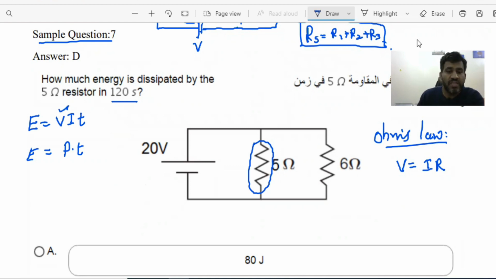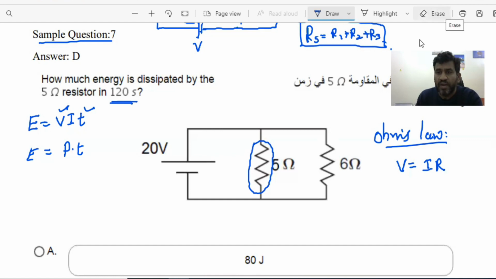I know the voltage, it's 20 volts. I know the time they have given us, it's 120 seconds, but I don't know the current. How do you calculate the current? We can calculate the current by referring to the diagram.